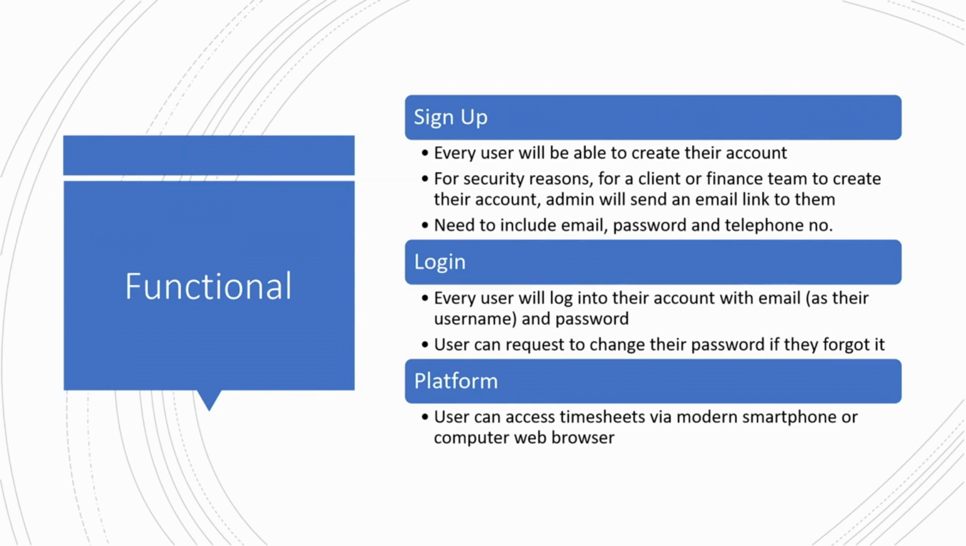In terms of logging in, every user will need to log into their account with their email as their username and their password. And should the user forget their password, they can click on a link in the mySheets website, and the link will send an email to them where they can click on the link in the email and change their password. The reason why we're using the email as the user's username is because we know that FDM have 3,500 people globally coming in and out, so it's important that every person has a username that is unique.